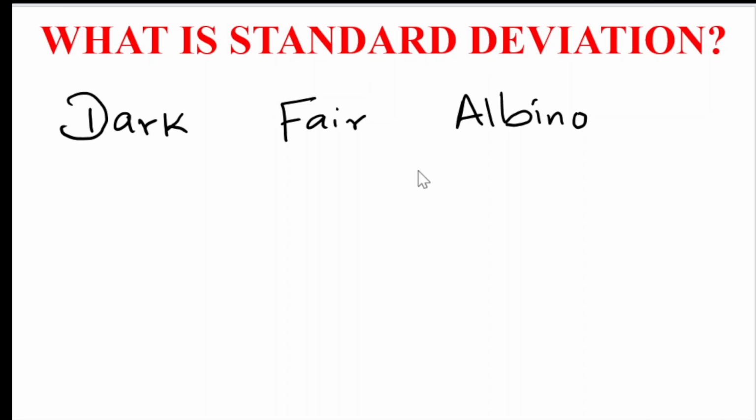Let's say in your research work, you got numbers like 20, 30, and 40. Now you have seen there are deviations in these numbers. The number deviated from 20 to 30 and from 30 to 40.